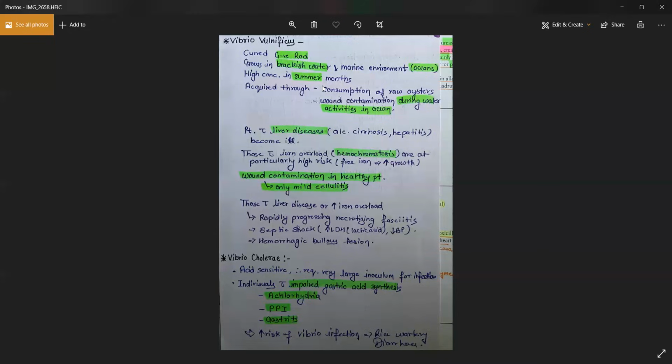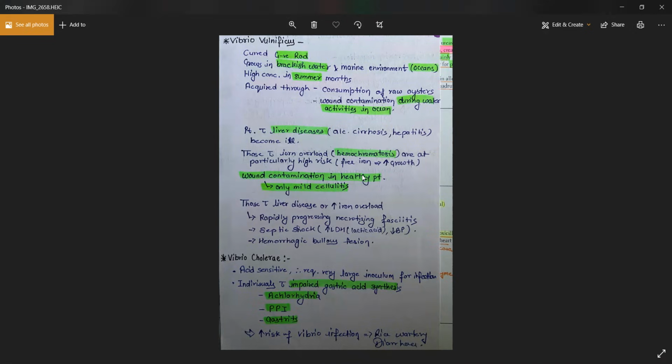It will cause mild cellulitis if you're an immunocompetent patient. If you do not have any secondary diseases, then what you will get is just mild cellulitis. But if you have liver diseases like hemochromatosis, hepatitis, or cirrhosis, then you are likely to get a very severe infection. It will cause necrotizing fasciitis. And remember, I told you about necrotizing fasciitis. It is like cellulitis, but a deep infection.